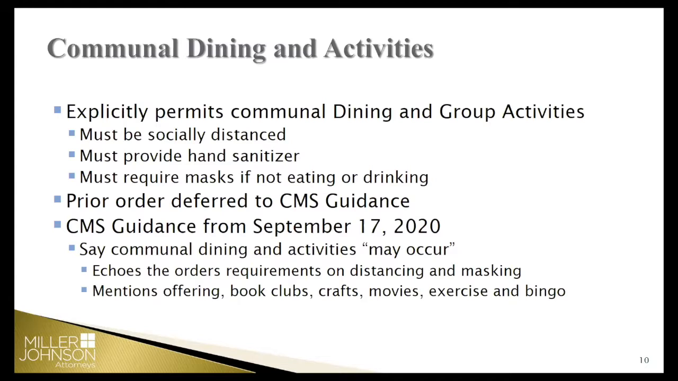Again, as I mentioned, the prior order deferred to that CMS guidance from September 17th of 2020, and that one said, communal dining activities may occur. This order borrows a lot of the requirements from that CMS guidance. Again, that order requires social distancing and masking. Just by way of helpful examples, the guidance said, nursing homes and residential facilities can do things like offer book clubs, crafts, movies, exercise and bingo, again, provided people are wearing masks, people are socially distanced, that sort of thing.